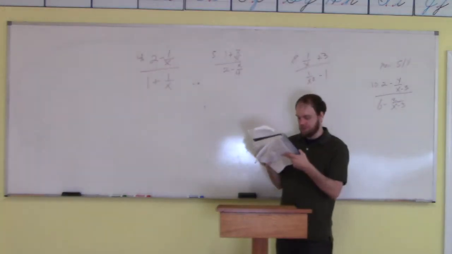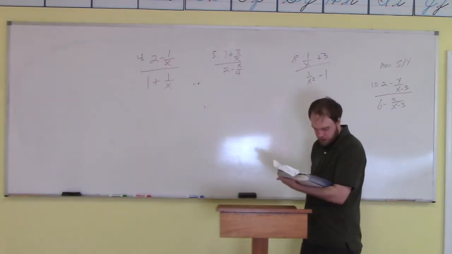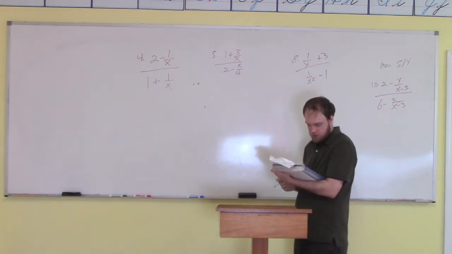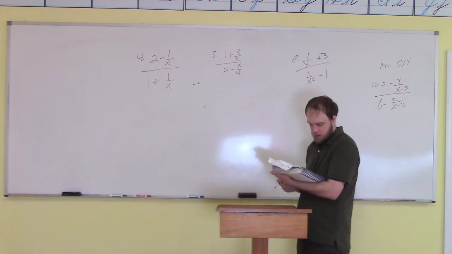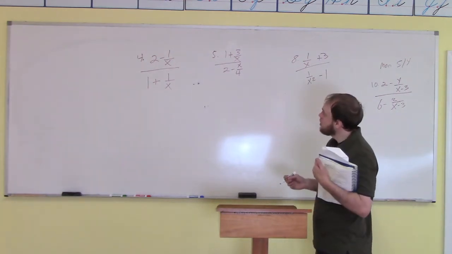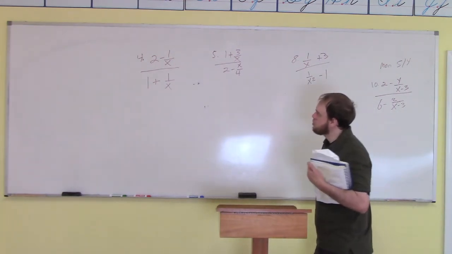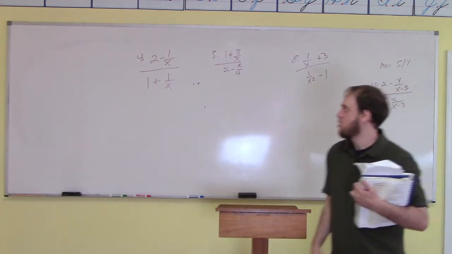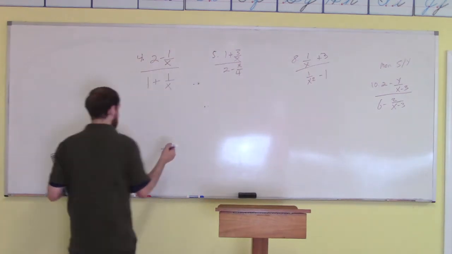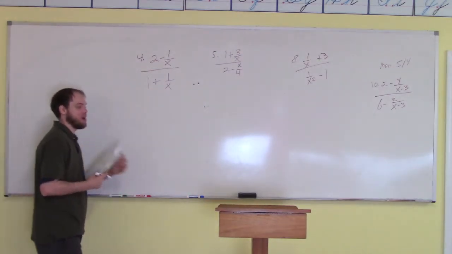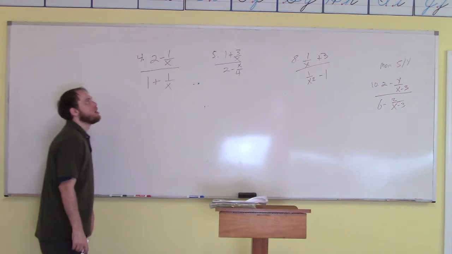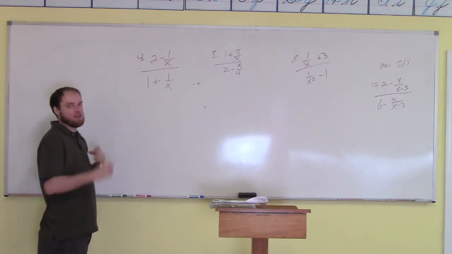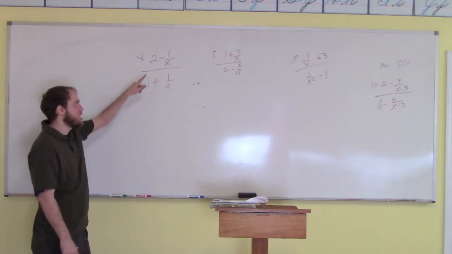So number 4, they can throw in variables here. Right here it says 2 minus 1 over x, over 1 plus 1 over x. And so what I have going on is you have to find the common denominator for both of them now. So x is the variable on the bottom, x is the variable on the bottom, so we have to do it twice for both top and bottom. I'll do the top first.